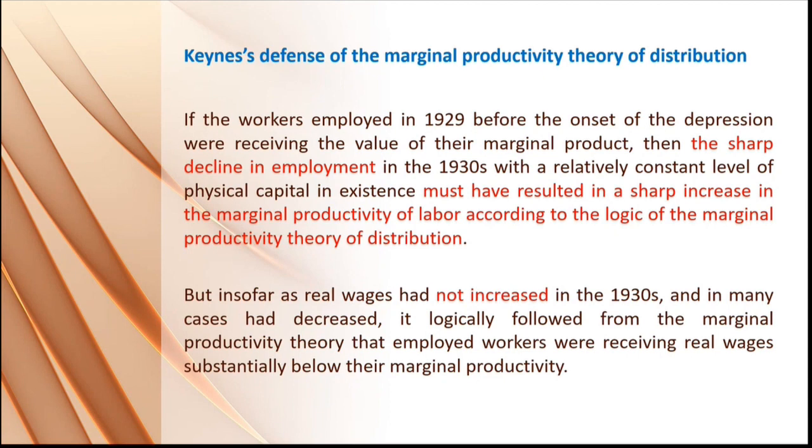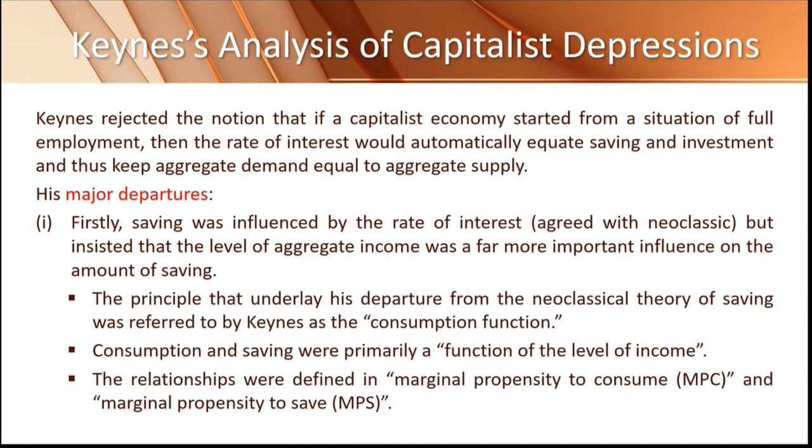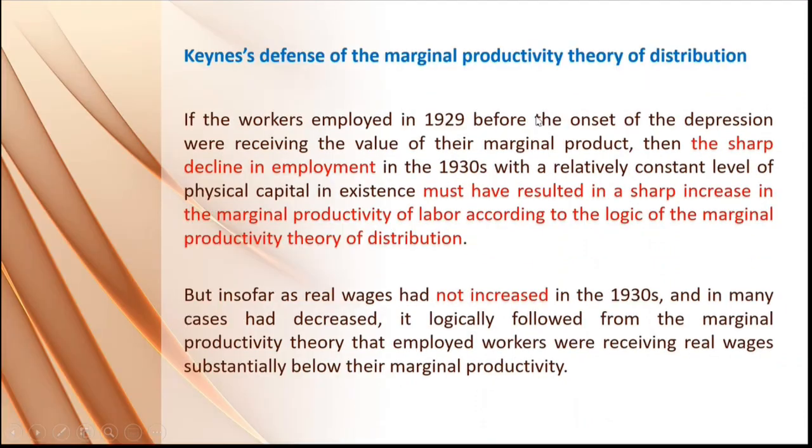So if it's not the case, that means these workers have been paid substantially below their marginal productivity. The remaining labor in the workforce are being paid substantially lower, which is not consistent with the theory of the classical school, where they say it's always in equilibrium, where labor is paid according to the marginal product of labor. Right? So, therefore, Keynes rejected the notion that if a capitalist economy started from a situation of full employment, then it would remain there.